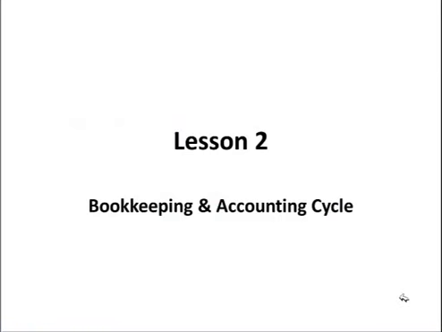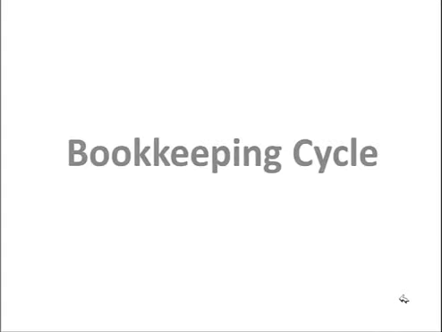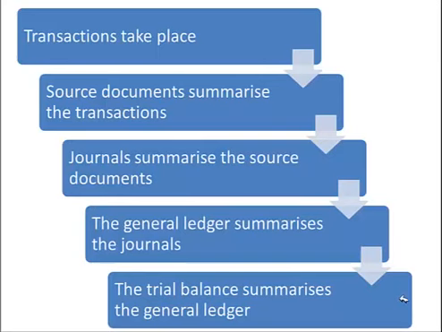Lesson 2 is on the bookkeeping and accounting cycle. The bookkeeping cycle is a cycle that starts with the recording of financial transactions from source documents and ends with the trial balance. Each time the business sells a product or delivers a service to a customer, buys items from another business, borrows money, or invests money, a financial transaction takes place.